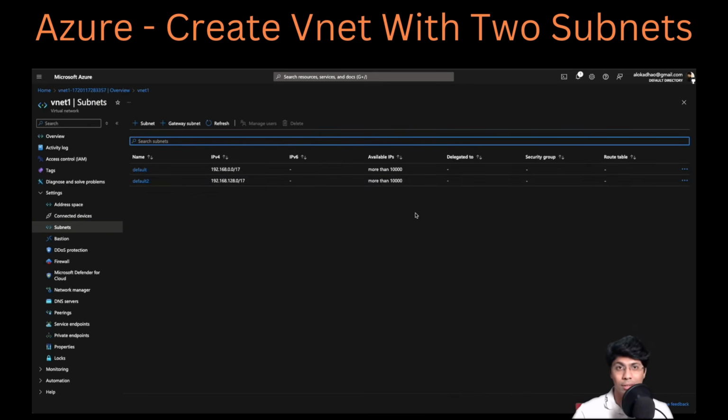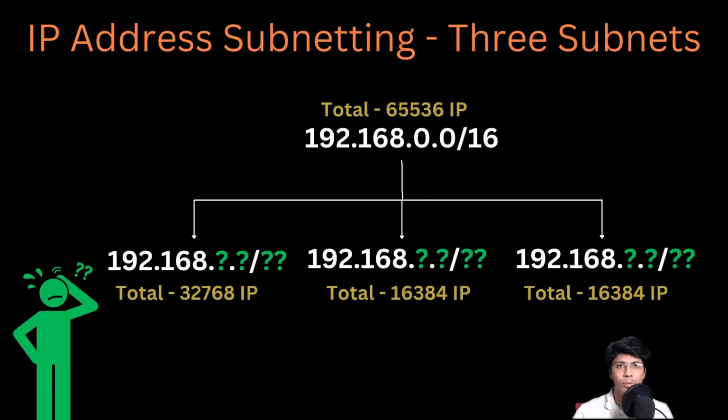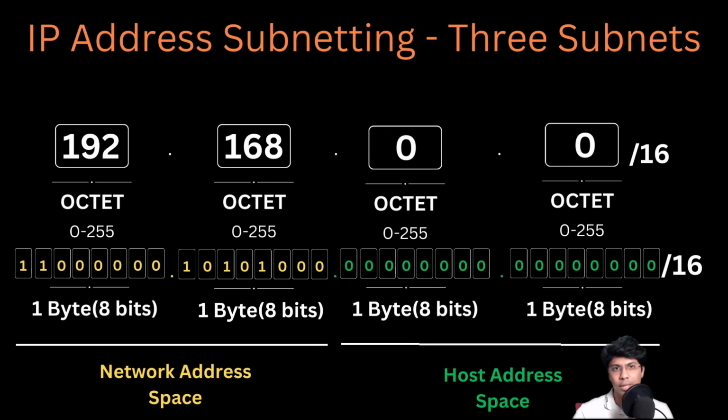But life is not that simple for DevOps engineers, right? Let's consider your next assignment is to create 3 subnets, and this time it should be an uneven subnet. You need to have one big subnet with 32768 IP addresses, and the remaining 2 subnets should be smaller, that is 16384 IP addresses. Let's see this quickly without taking much time.